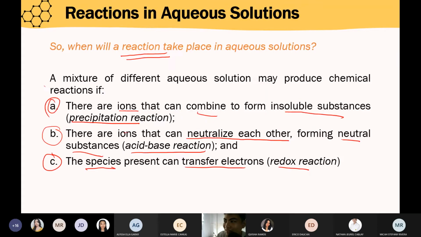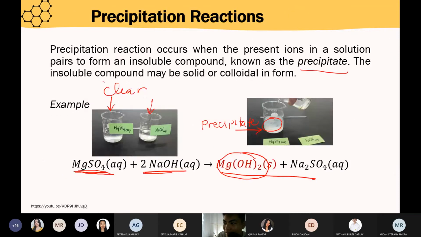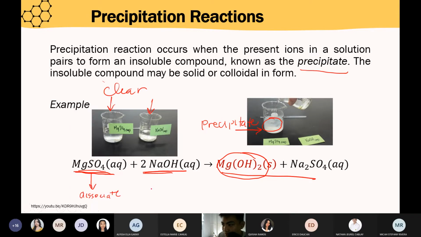Okay. Kasi ito yun, oh. 'Di ba sabi ko earlier, your ions dissociate in water. So, yun yung ginagawa muna natin. Dissociate muna. Ito rin, dissociate muna. Okay. Magdi-dissociate muna sila bago sila magsama.